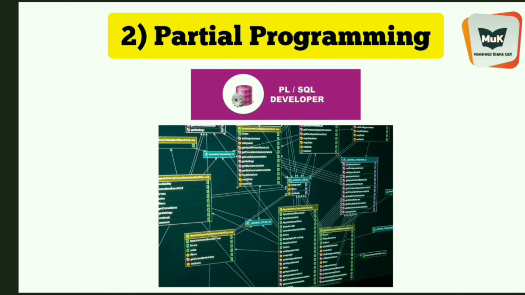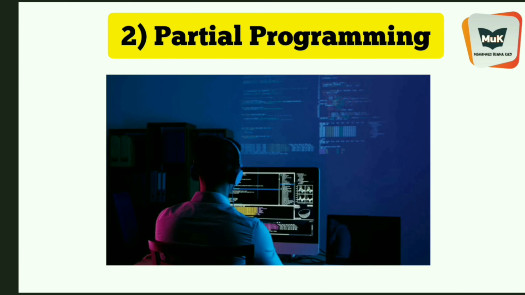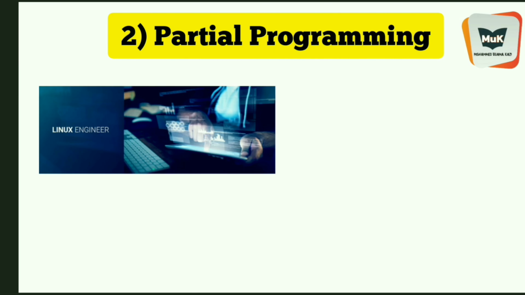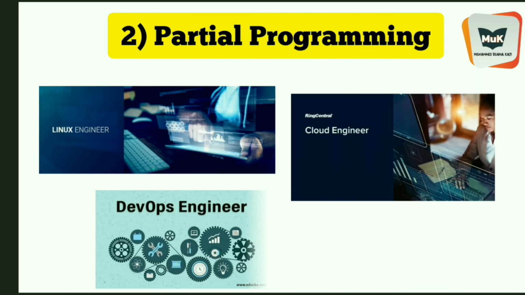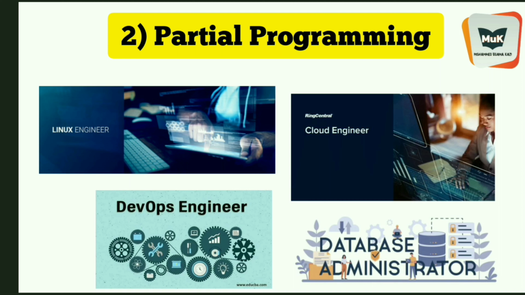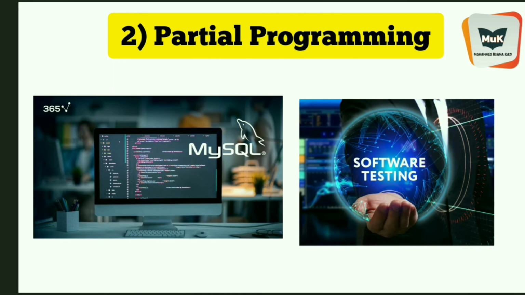This type of development is called partial development, or you can also say system level development, which aims to automate your server or systems related work. There are many different roles which do this. For example, Linux system engineer, cloud engineer, DevOps engineer, DBA (database administrator), SQL developer, software testing automation engineer. These are the different categories of roles which come under partial programming.